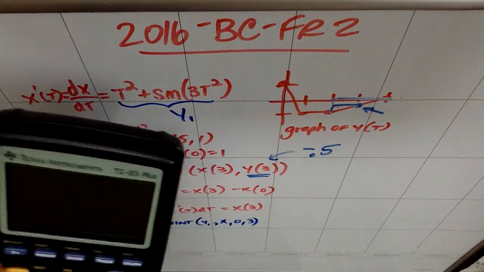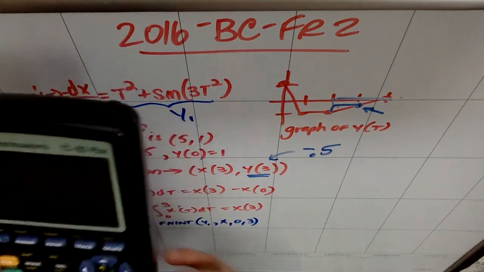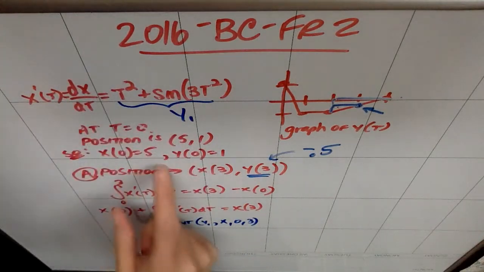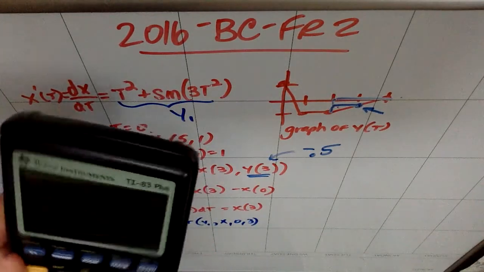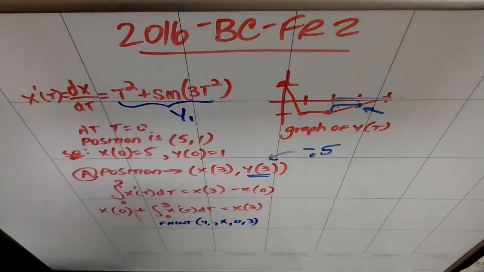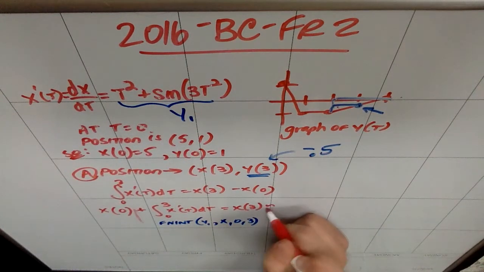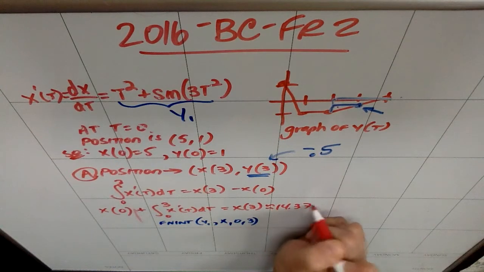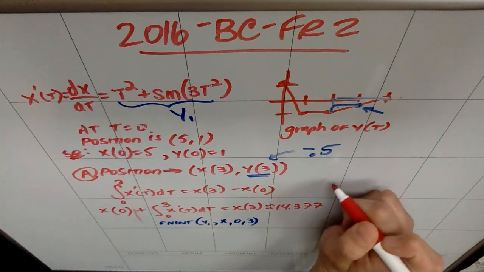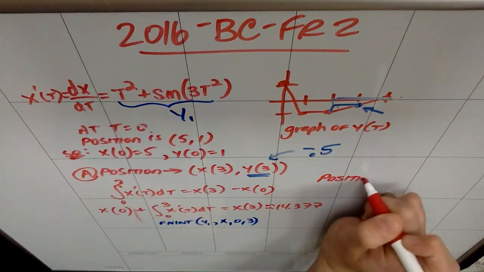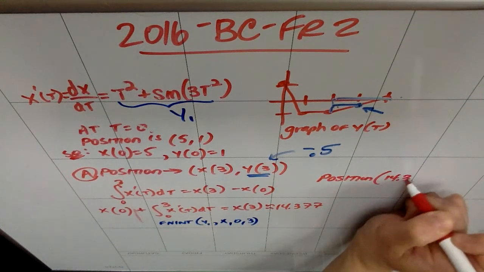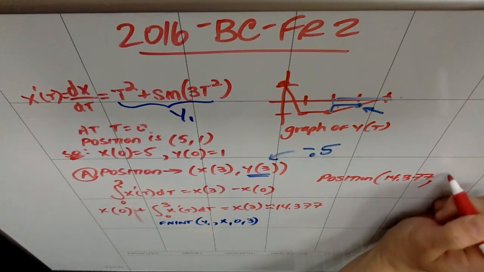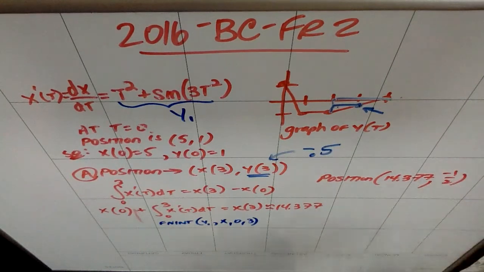So it's still calculating, and then once it gets its answer, which is 9.377, blah, blah, blah, I'm going to add to it that 5, right? And I'm going to get that my answer is 14.377. So my answer to A is that the position is 14.377, comma, negative 1/2 or negative 0.5, whichever one you like better, okay? That's my part A.